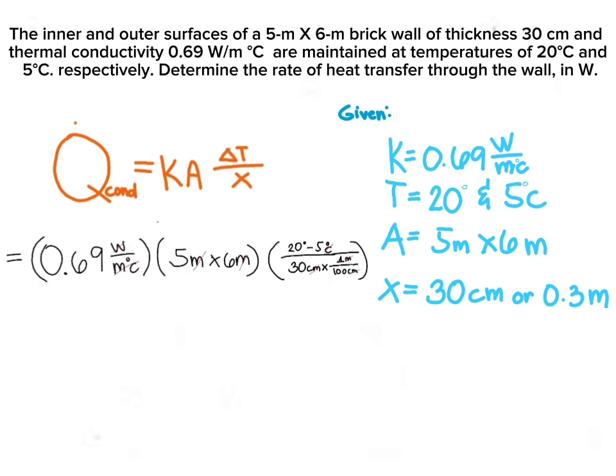Solving the problem, our thermal conductivity is 0.69 watts per meter Celsius multiplied by the area, which is 5 meters by 6 meters, times the temperature difference, which is 20 degrees Celsius minus 5 degrees Celsius, over the thickness of the wall, which is 0.3 meter. So canceling out the units, we have the answer of 1035 watts. So the rate of heat transfer through the wall in watts is 1035 watts.